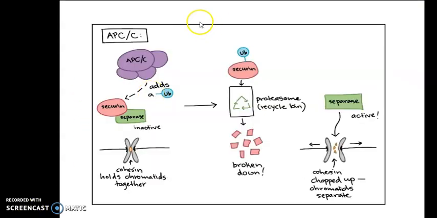The APC first adds a ubiquitin tag to a protein called securin, sending it for recycling in the proteasome, and the securin normally binds to and inactivates a protein called separase. When securin is sent for recycling, separase becomes active and can do its job. The separase chops up the cohesin that holds the sister chromatids together, allowing them to separate.